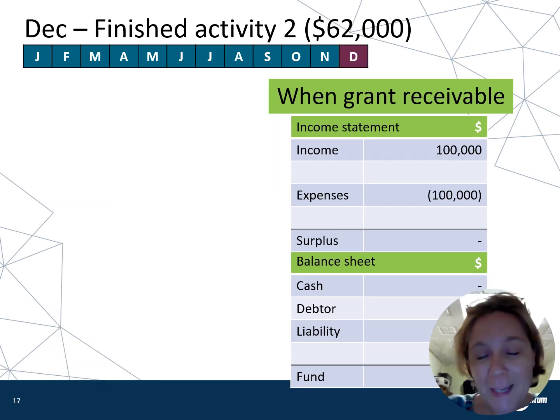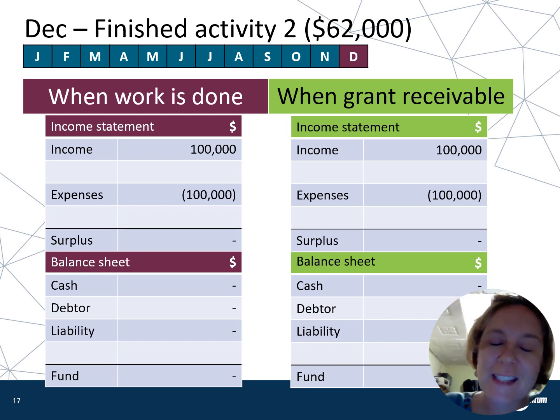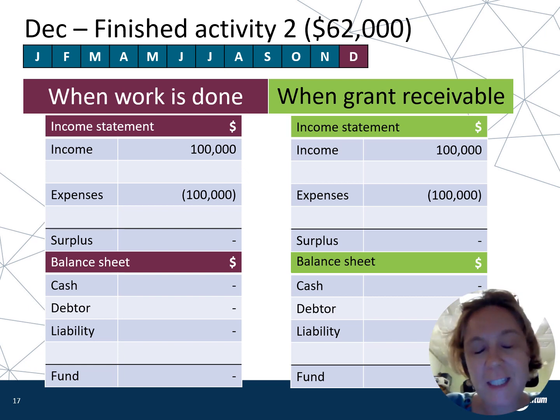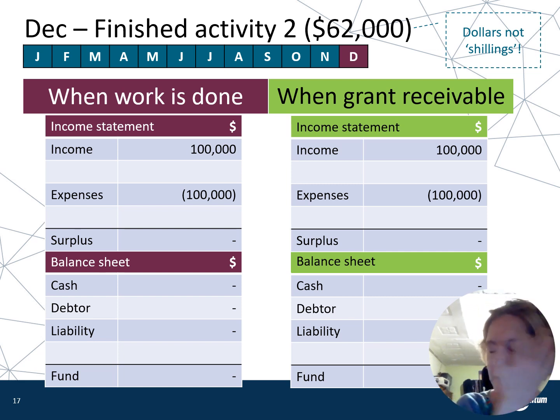So finally, when we get to December and we've finished even the second activity, things look pretty similar. We bring in the extra 60,000 of income because we finished activity 2. We've spent the remaining 62,000 shillings. The cash has gone down. The liability is fully released. No surplus, no fund balance. So with all the timing differences gone, everything looks the same.